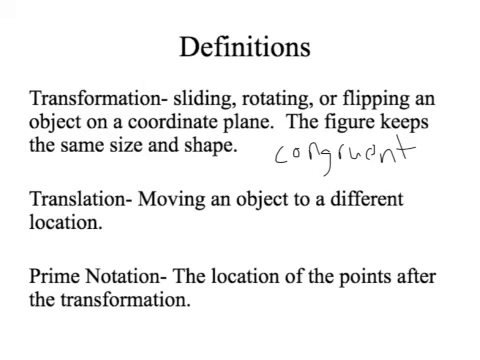Prime notation is the points that are after the transformation happens. A couple other things that I didn't put in your note sheet that you need to know about. Pre-image is the object before you move it, so it's just the original object. Image is what the figure looks like after you move it, after you transform it. So pre-image is normal. Image is after it transforms.